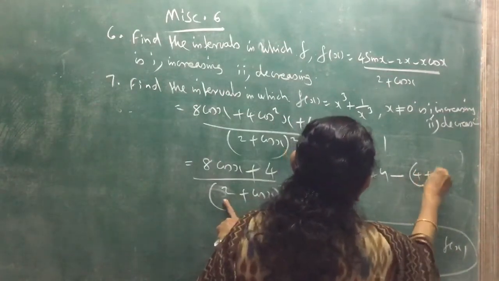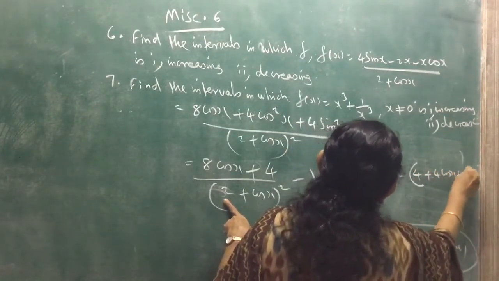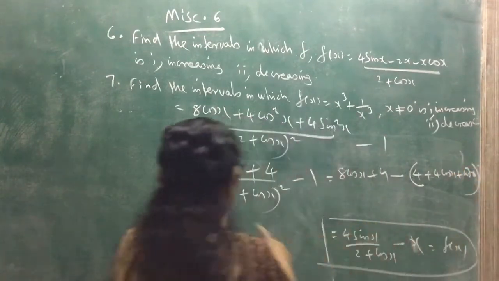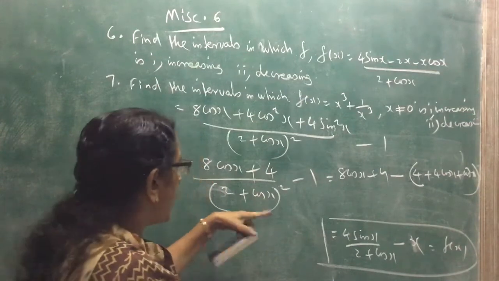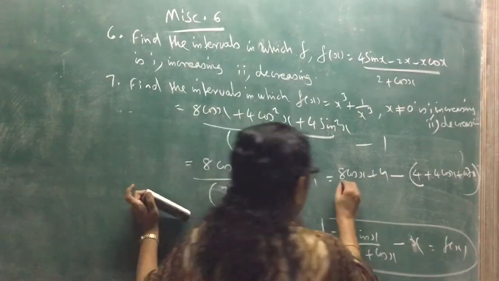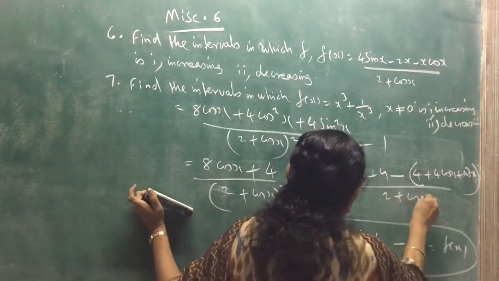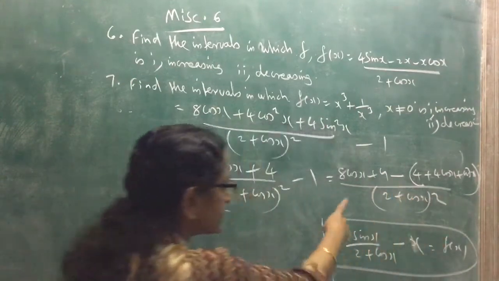4 plus 4 cos x plus cos square x. 2 square 4, 2 into cos x, 4 cos x plus cos square x, whole divided by the same thing, 2 plus cos x whole square. Now we can simplify that.